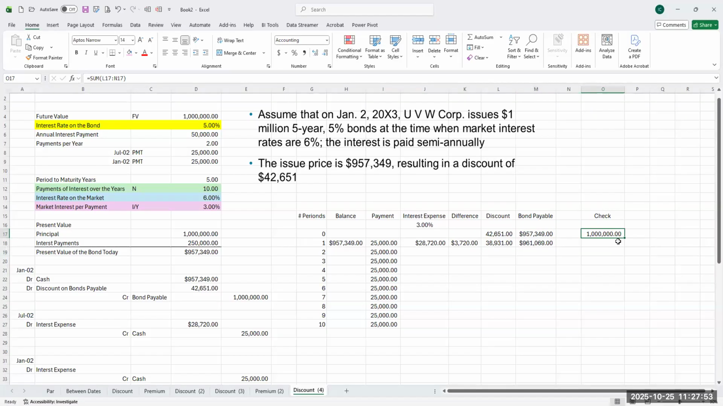And on my check, I have to get 1 million. Because I perfectly know that at year 10, my bonds payable, the bond that I have to pay, is exactly $1 million. What that means is that once I amortize the discount, this discount should be equal to 0. Make sense? That's my objective.